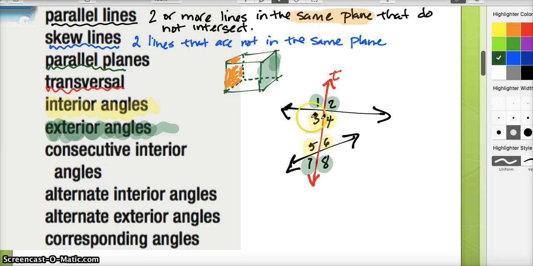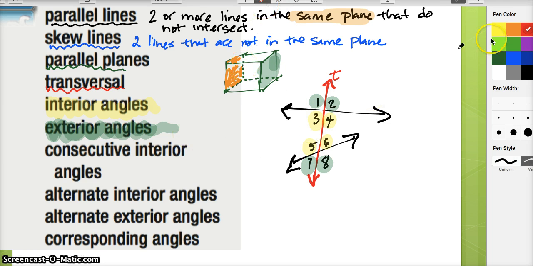Consecutive interior angles. Those angles are obviously interior, and consecutive means they are on the same side as the transversal. In this case, it means anyway, and they come one after another, okay? So the consecutive interior angles here would be angle 3 and angle 5. And then another pair of consecutive interior angles would be angle 4 and angle 6.